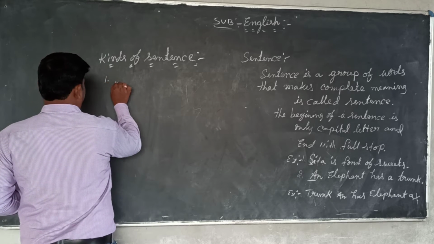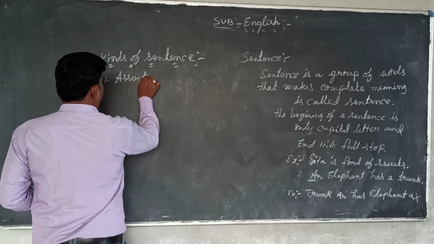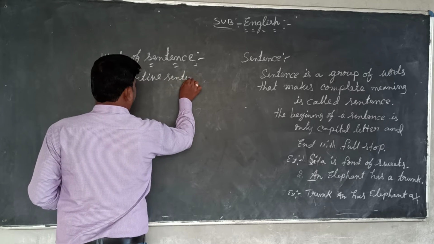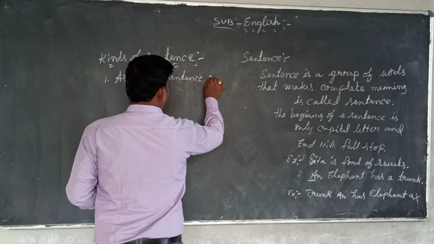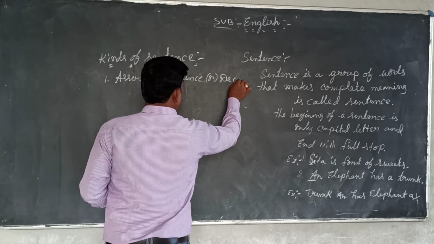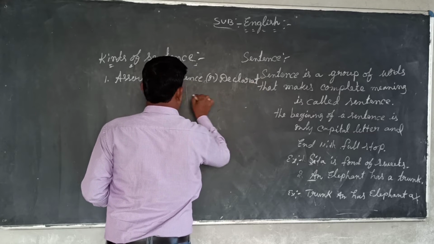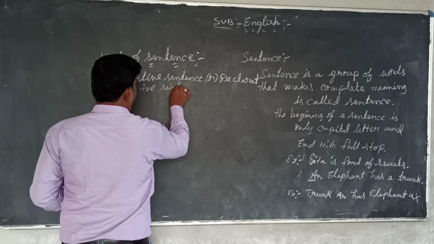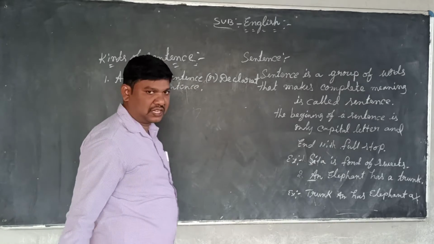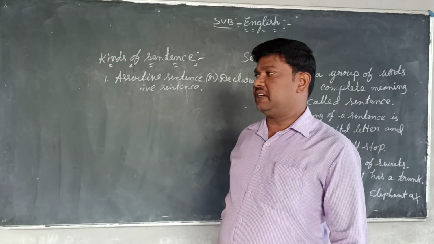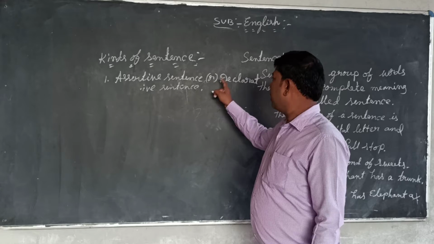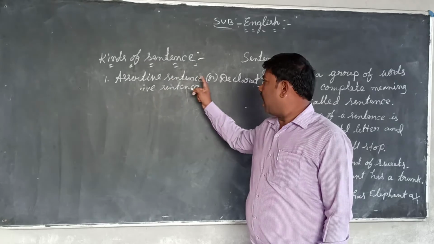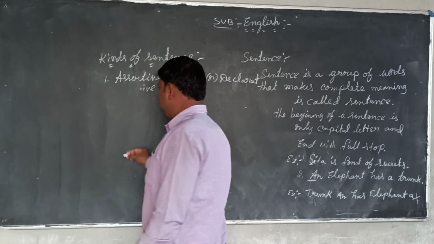The first one is the assertive sentence, or declarative sentence. What is the first type of sentence? The first type of sentence is the assertive or declarative sentence.